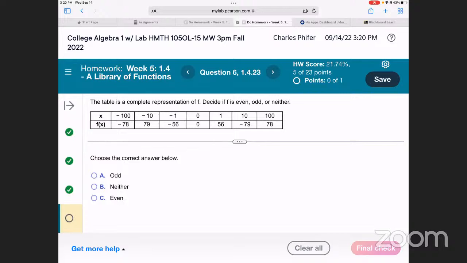All right, let's try this one. Similar thing: if we look at the first compared to the last, they're both switching the whole way. So this one should be odd.